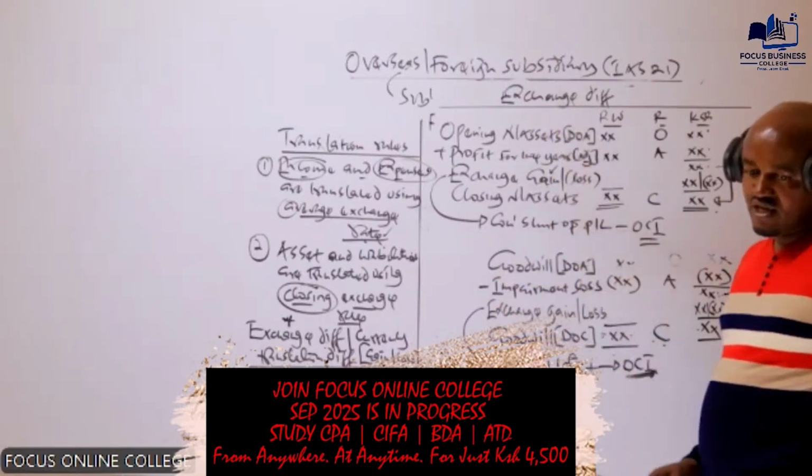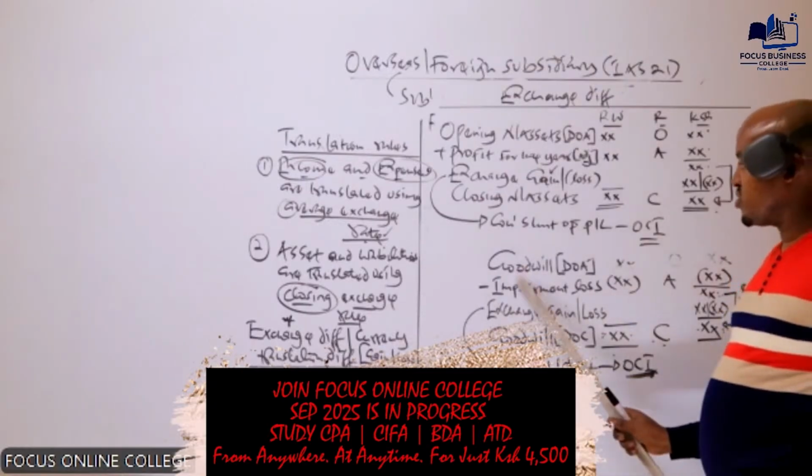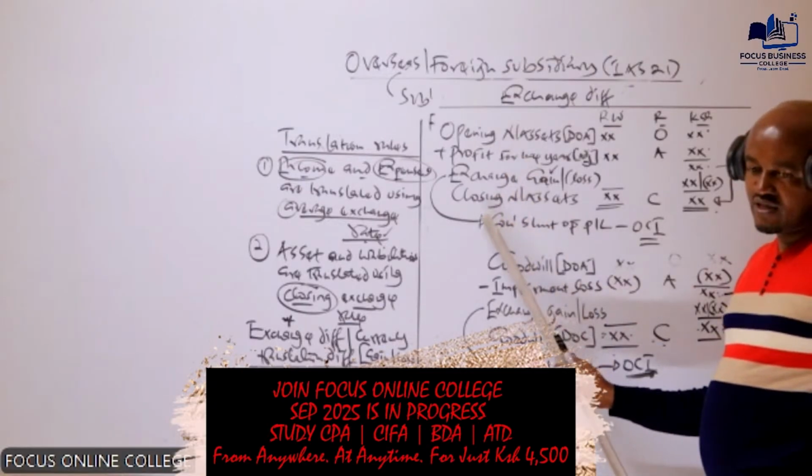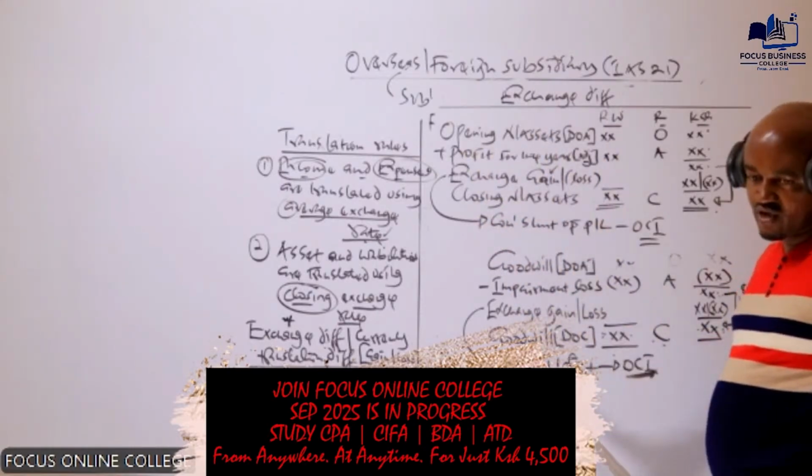The exchange difference, or the currency translation difference arising from the translation of goodwill and also the profit for the year and the opening net asset. That's basically how you do that computation.